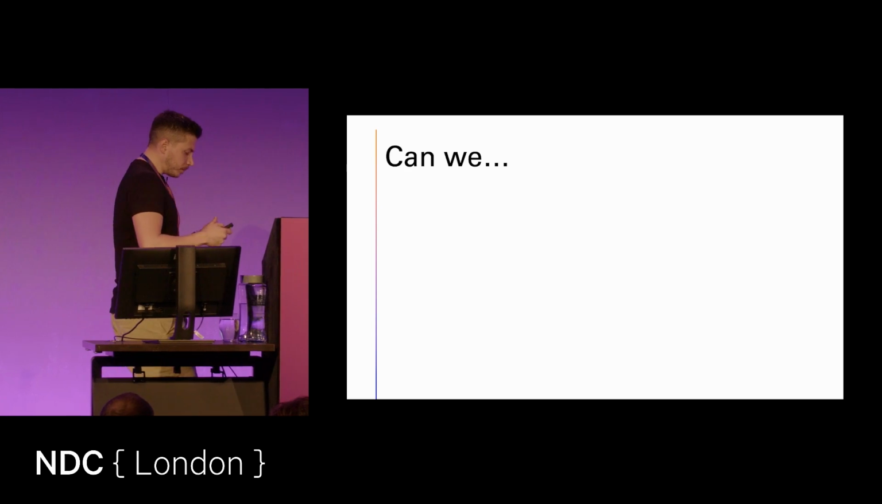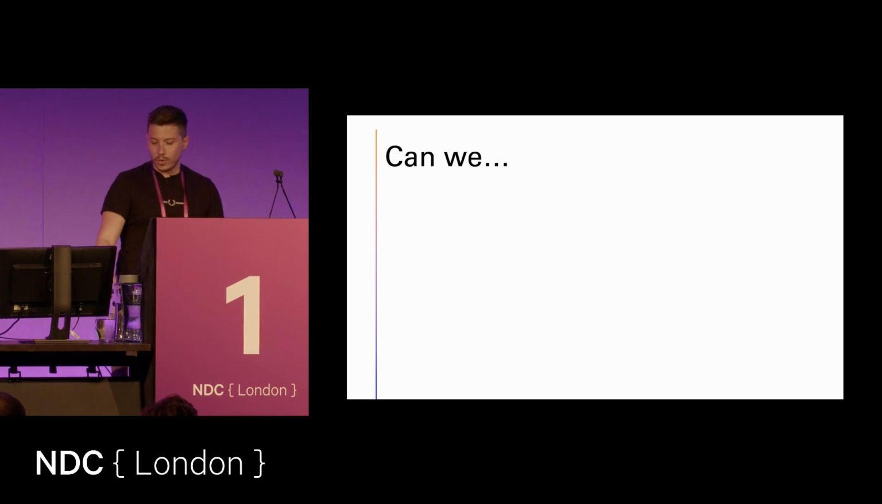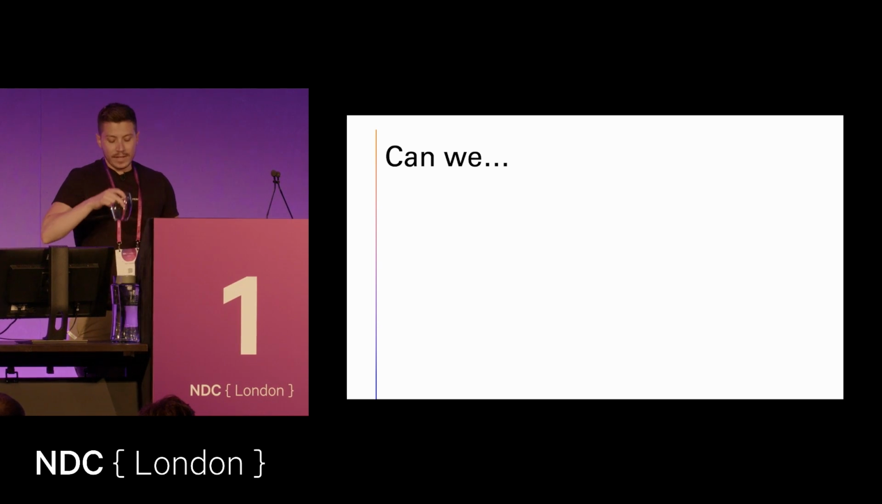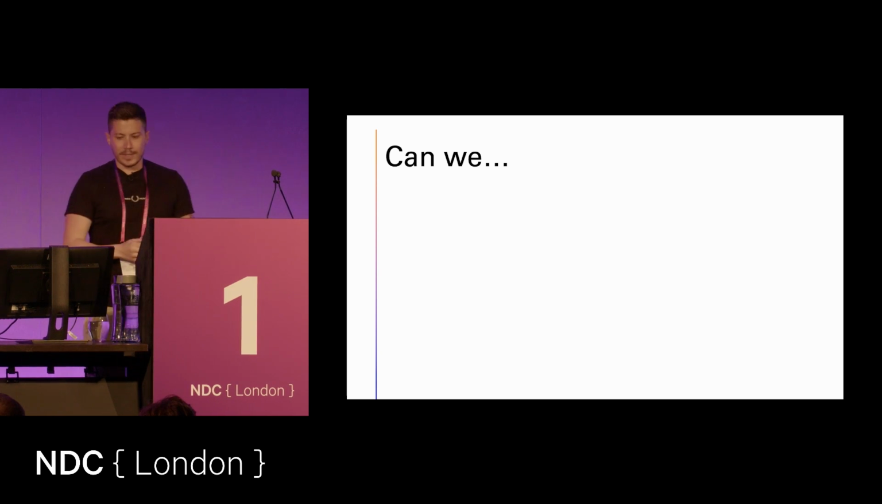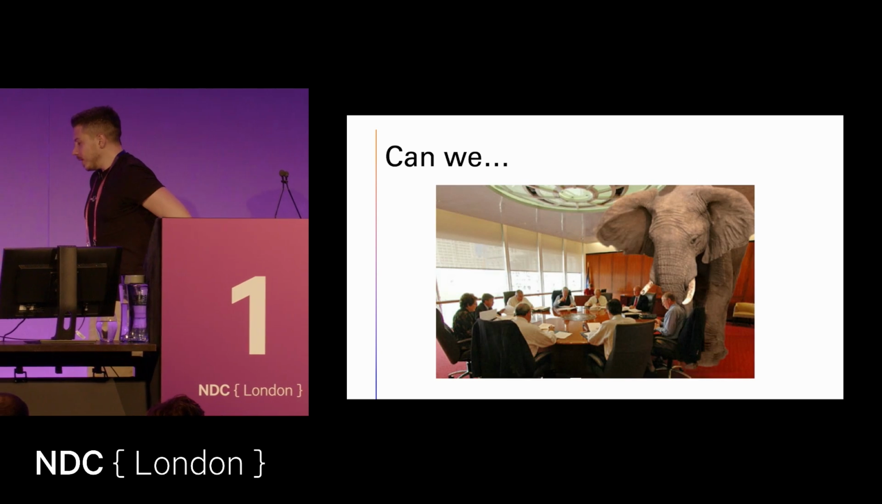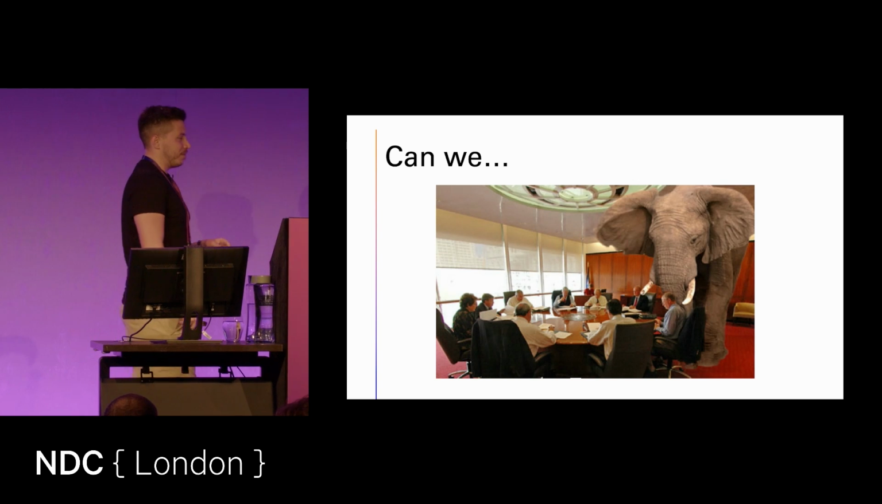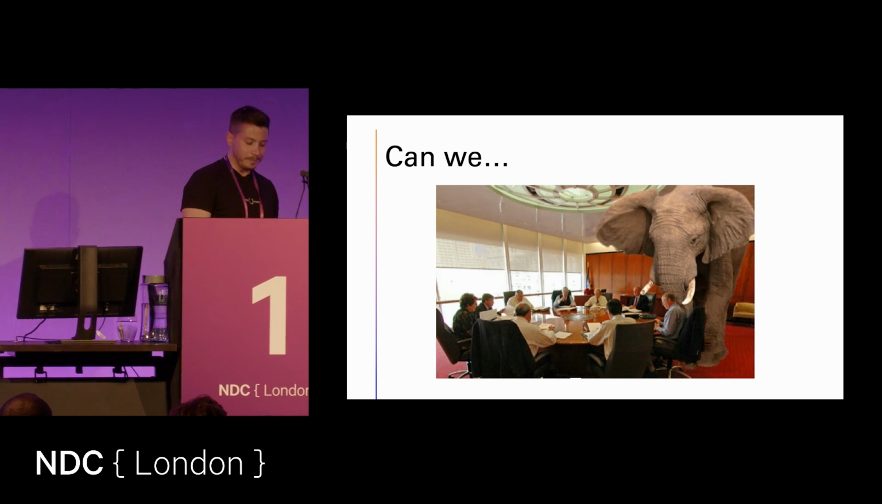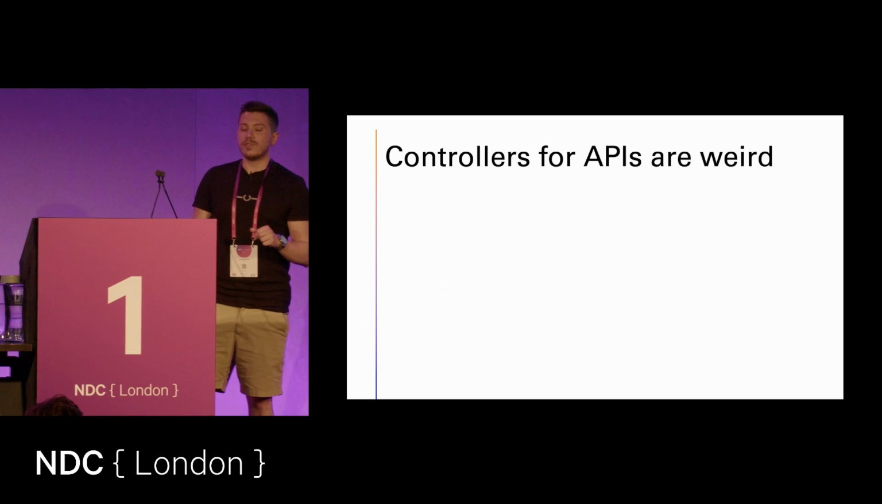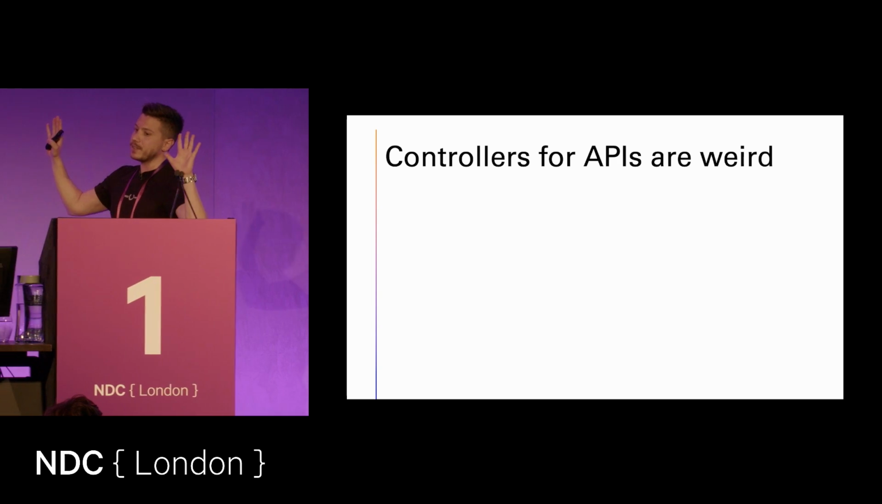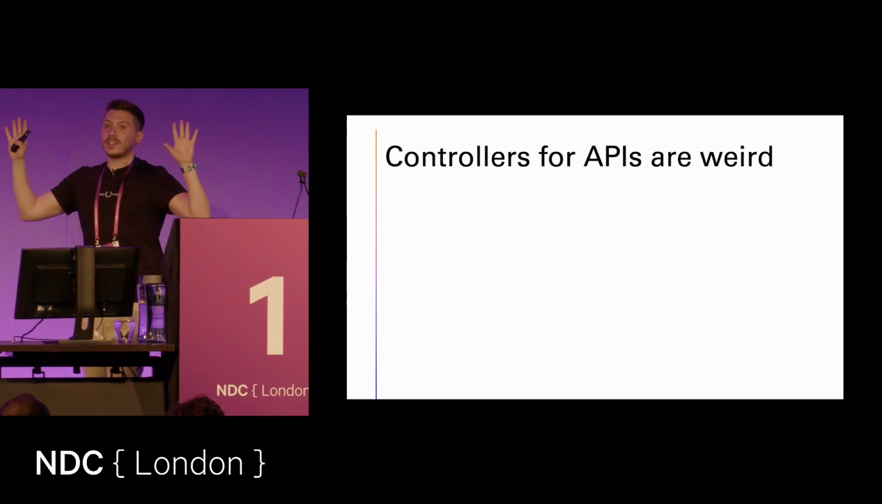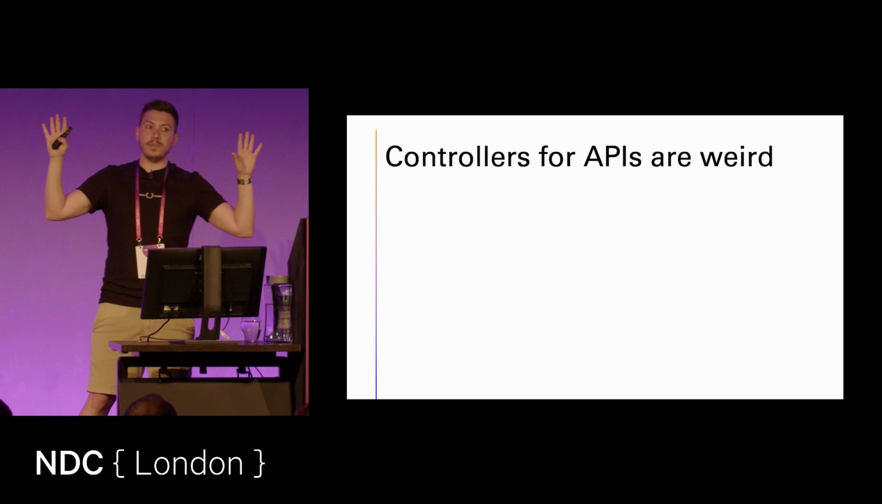So I want to take a minute now, before I go to this mini rant, and just address the elephant in the room. It is a bit of a rant, this one. I won't bore you too much. It's only like 50 bullet points, but we'll get there. Controllers for building APIs are weird. There, I said it. How many of you think that they're not weird and they're great for building APIs? Show of hands.